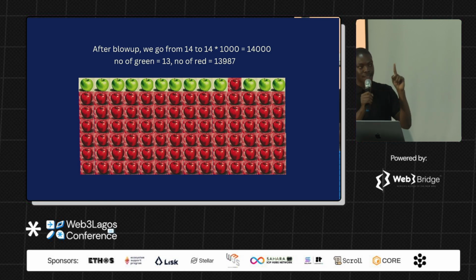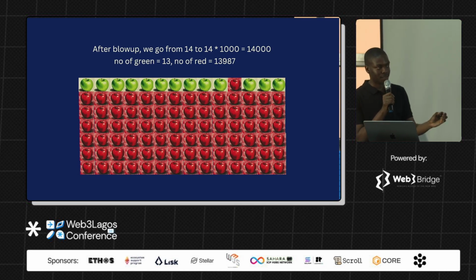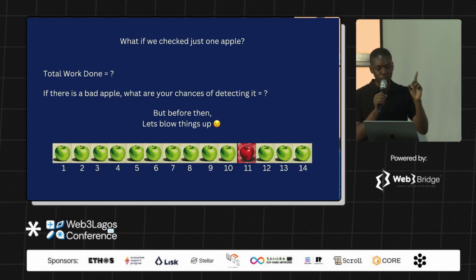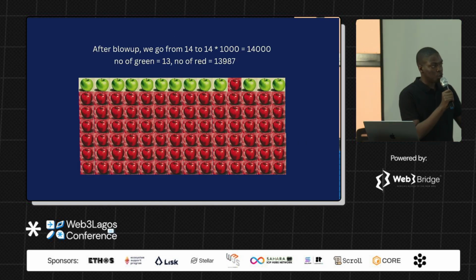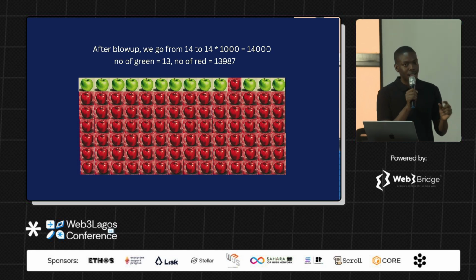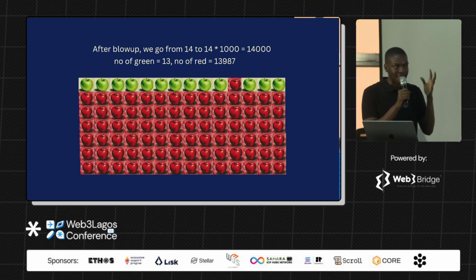So now we can sample one apple from this set, and we're most likely going to land on a red. Before, if we sampled one apple, we are most likely going to land on a green. So because of this error amplification, John Doe is able to know that there exists a bad apple in the initial bag. Does this make sense? You see how it works, right? This is what ZK is. This is literally what ZK is.